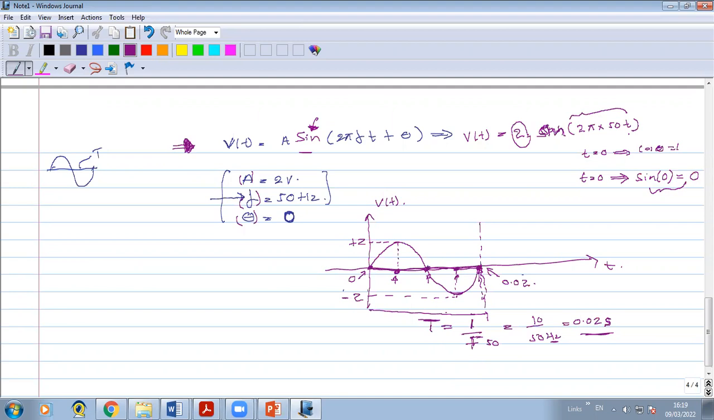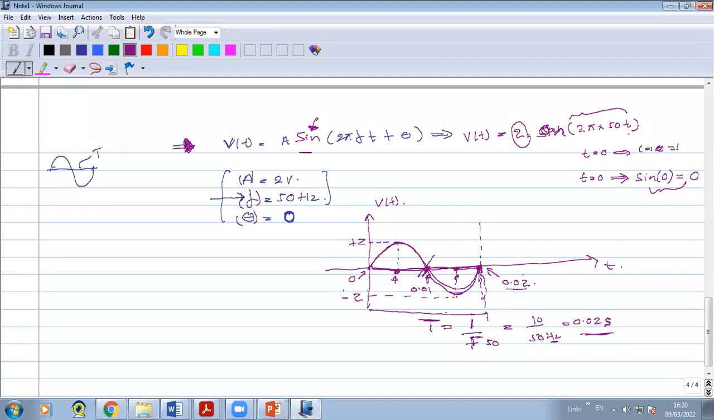So this is one circle. Okay, so this is half of a circle. If this is half of a circle, you will get half of the one-circle time. So here you will get 0.001.